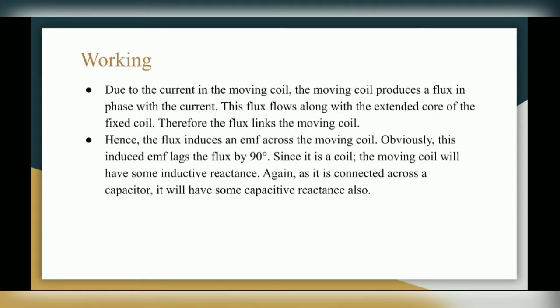Working. The current in the moving coil produces a flux in phase with the current. This flux flows along the extended core of the fixed coil. Therefore, the flux links with the moving coil. Hence, the flux induces an EMF across the moving coil. Obviously, this induced EMF lags the flux by 90 degrees. Since it is a coil, the moving coil will have some inductive reactance. Again, as it is connected across a capacitor, it will have some capacitive reactance also.